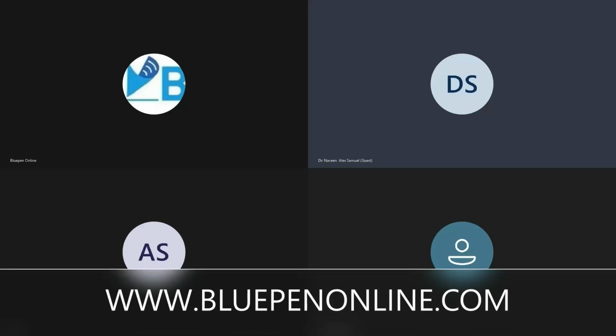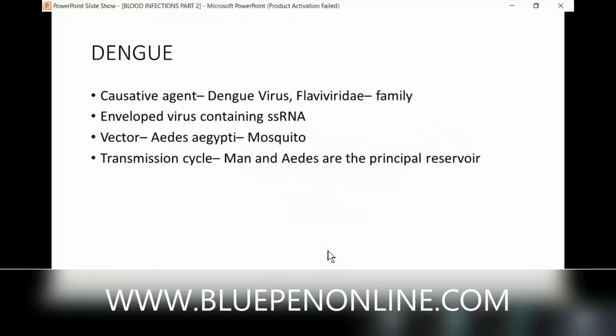Talking about blood infections, part 2. So I'll be talking about dengue right now. The causative agent for dengue is the dengue virus, which belongs to the family Flaviviridae. It's an enveloped virus containing single-strand RNA. The vector is Aedes aegypti, which is a mosquito.